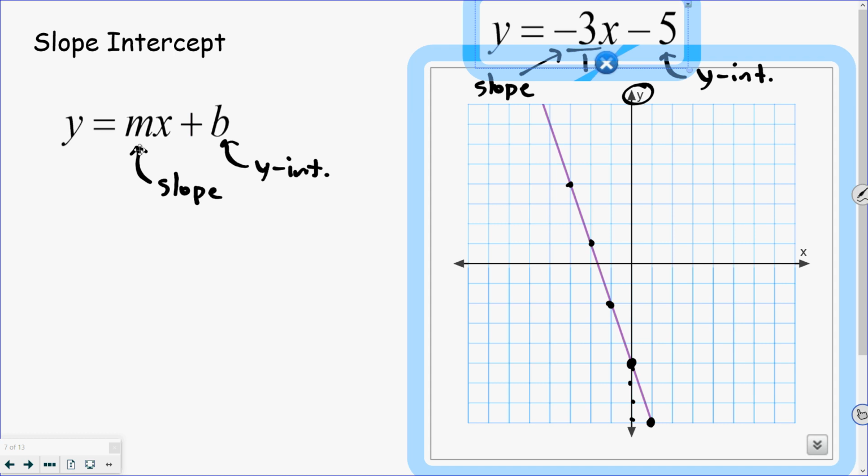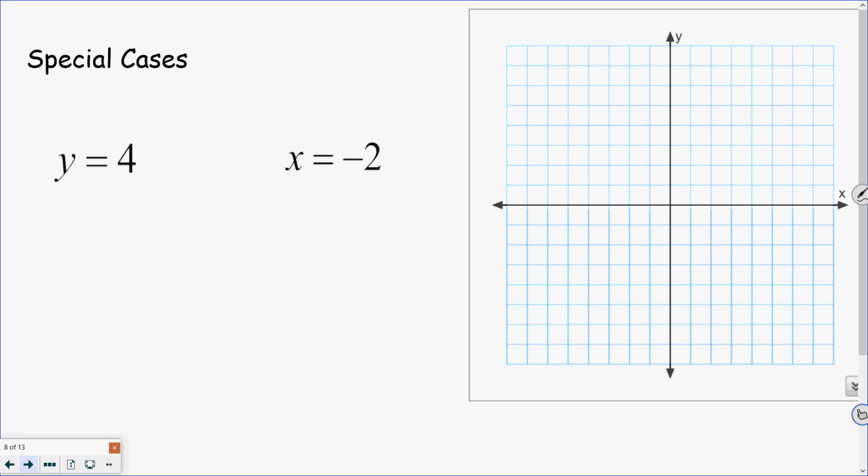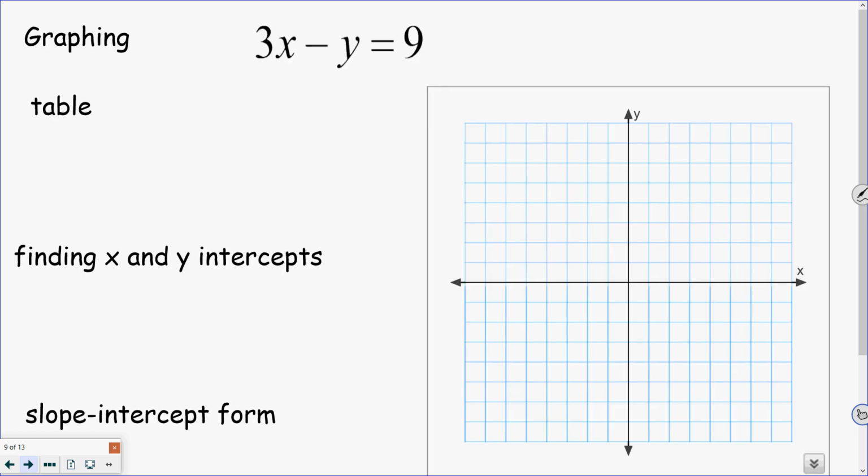So that's one way we graph. If the equation's in y equals mx plus b, or you can put it into y equals mx plus b, then you can graph the equation that way. The other way we graph lines, there's two other ways we did it, is, I'm going to skip past the special cases and we'll talk about that in just a second. But the other two ways we did it is using a table and finding the x and the y intercepts. So let's do this example right here.